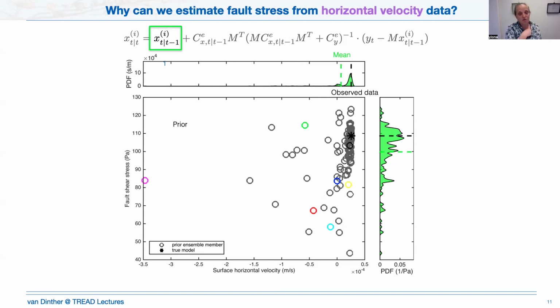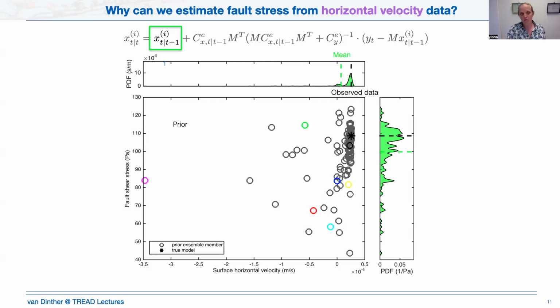And we're just going to assimilate one piece of data, and that is the horizontal velocity at the surface. No other data, because then we can actually follow step by step this Ensemble-Kalman filter equation that I put at the top. So if we look at the first term, that was the prior base forecasted based on the physics-based model.